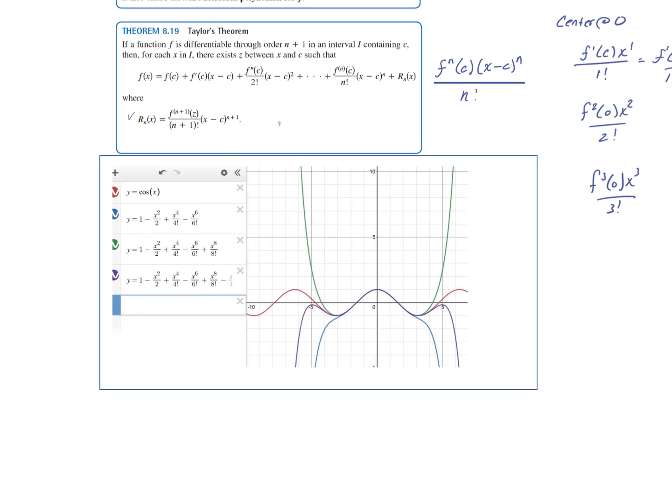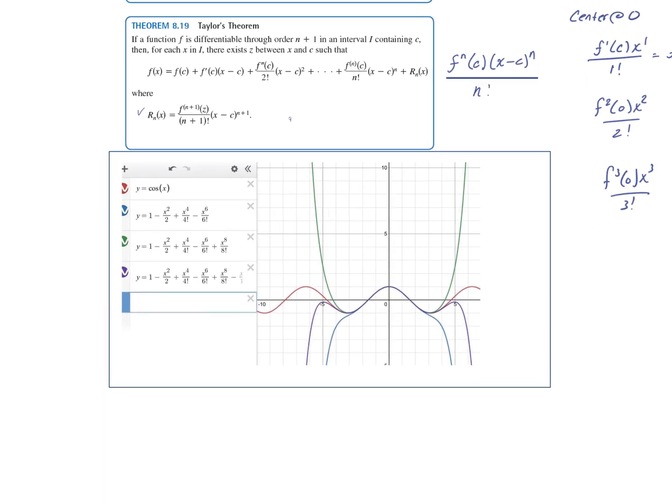If you look here at this graph, what I did was I graphed the cosine curve. So that's the red curve here. So it starts here, and it goes to there, starts here, goes to there. We can write a function, so for example, cosine of x, sine of x, ln of x, e to the x, 1 over 1 minus x as a polynomial.